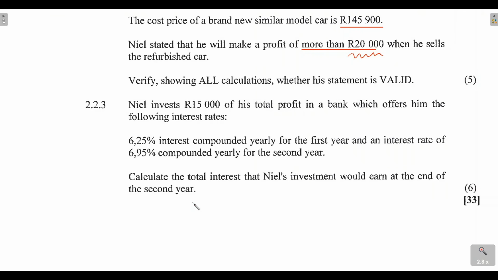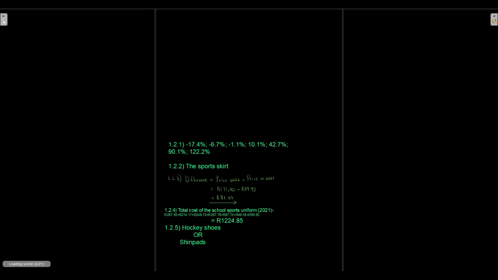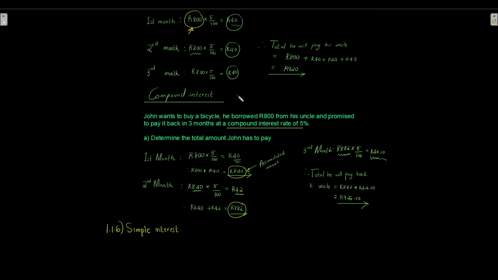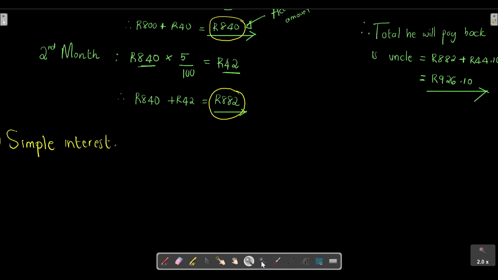When it comes to interest rates, remember the example that I did for you in that video tutorial where we spoke about how John borrowed 800 rand from his uncle, and he promised to pay it back in 3 months. Let me go back to that example because I know someone is going to be confused. So I have to reiterate this point. Here's the example that we did together. I'm going to just focus on the compound interest one.